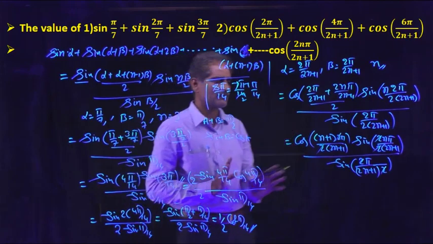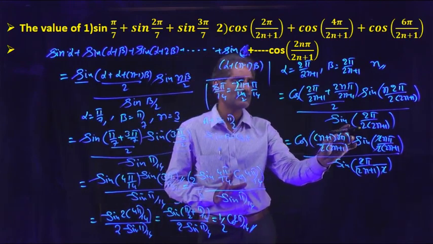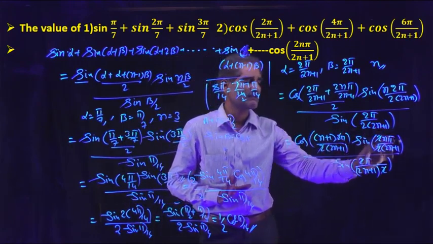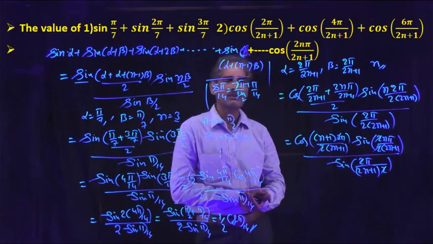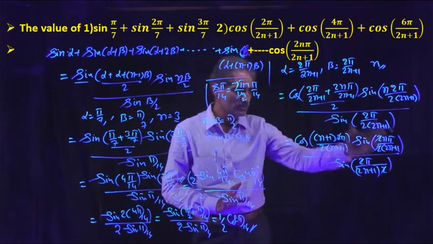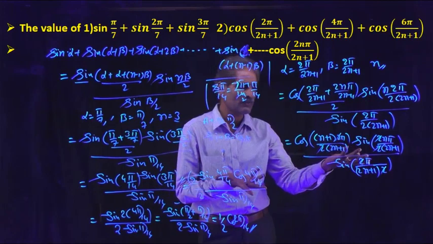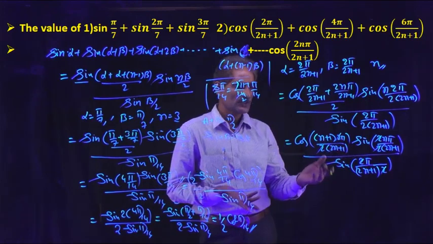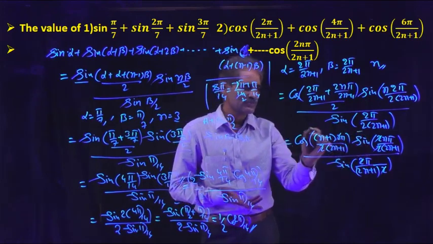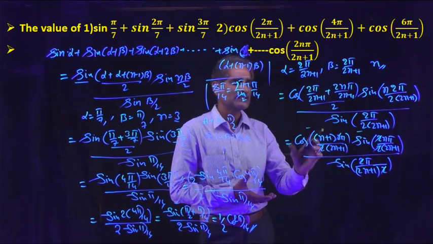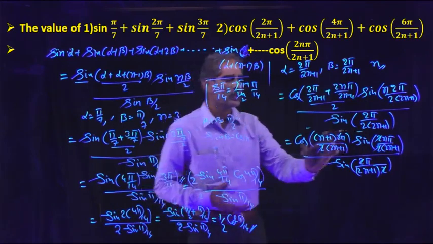Now observe that cos of (n plus 1) pi by something, sine of n pi by something, divided by sine of pi by (2n plus 1). Our aim is to simplify this. There are no common terms, we can't cancel anything. So here these two terms are in the form of 2 cos A sin B.